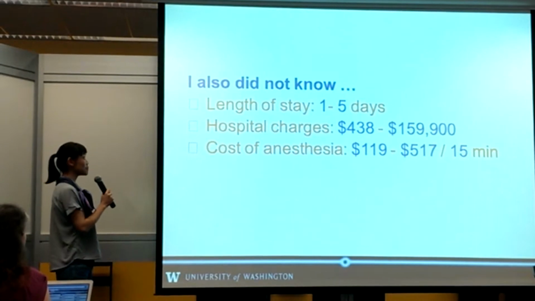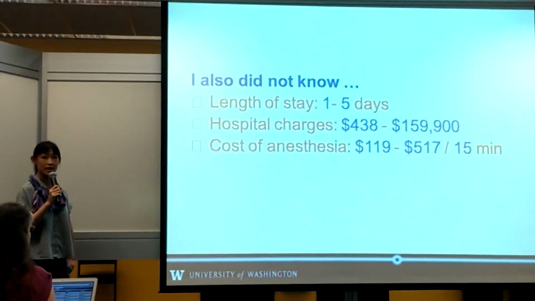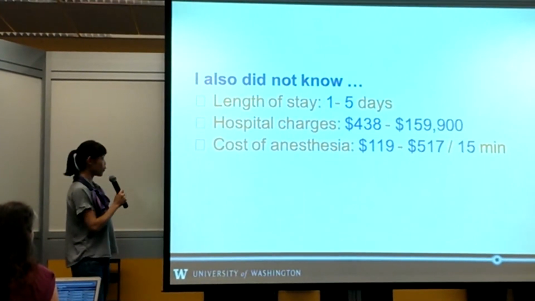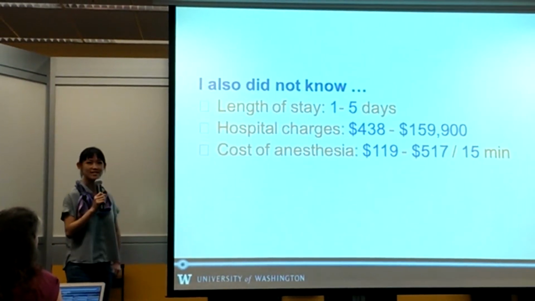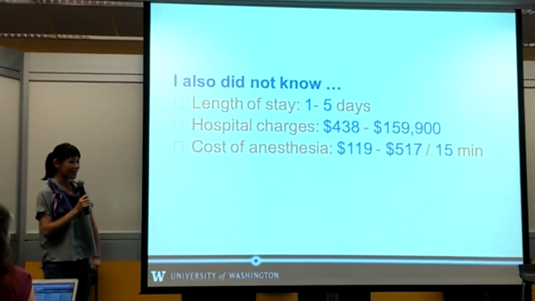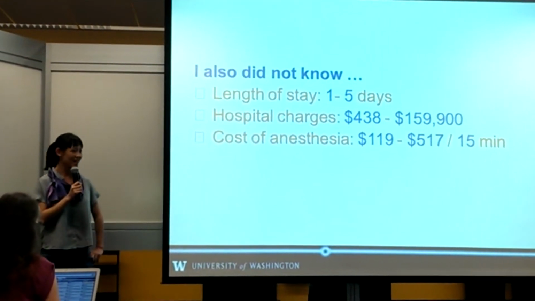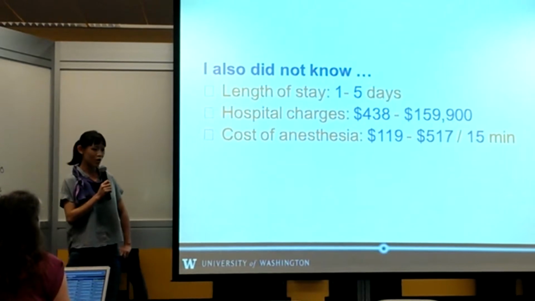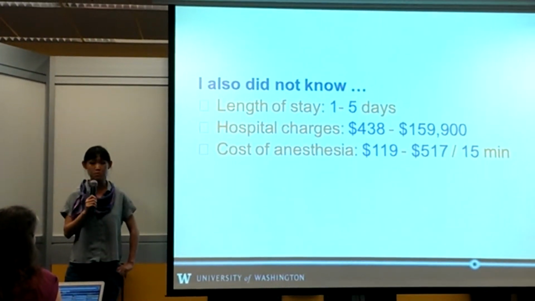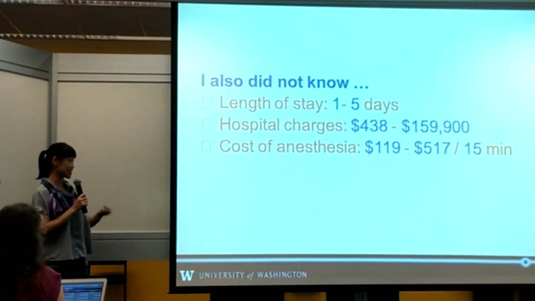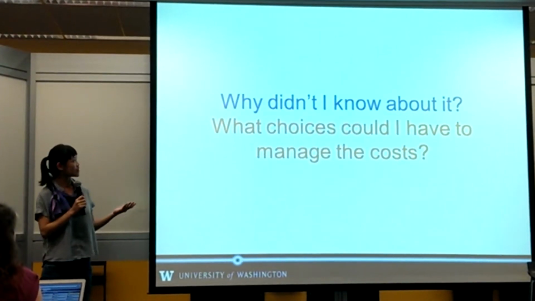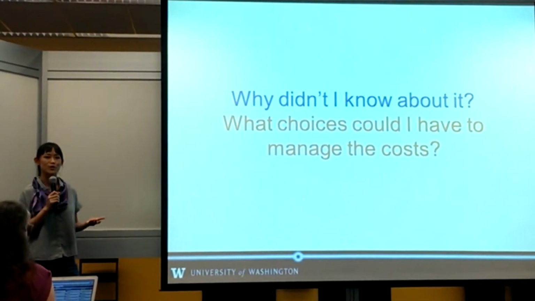I did not know that my length of stay can go from 1 day to 5 days. I did not know my hospital charge can go from 400 something to 160,000 something. And what I also did not know is that the cost of anesthesia is counted by unit. The unit price can go from 119 to 500 for every 15 minutes. That's what I did not know. And at that time I was wondering, why didn't I know anything about those?